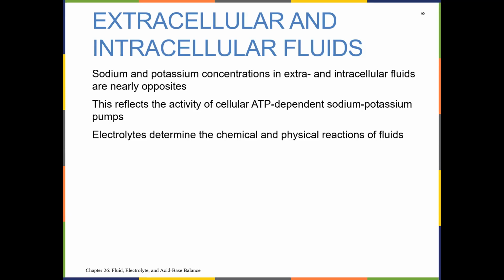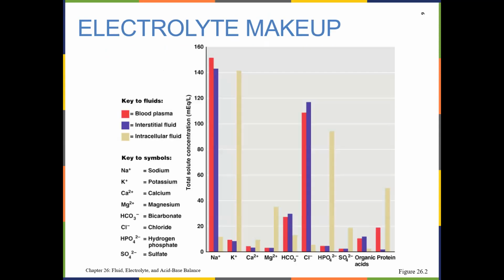And we see that the concentration of sodium outside the cell is the opposite of the potassium concentration inside the cell. High sodium outside, low sodium inside. High potassium inside, low potassium outside. Thanks to our sodium potassium pumps, trying to keep equilibrium for us. And there's a nice chart that shows you where everything is.